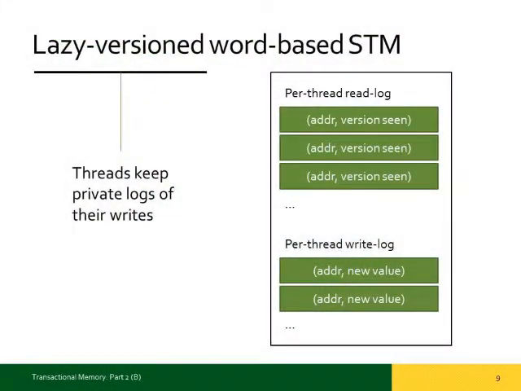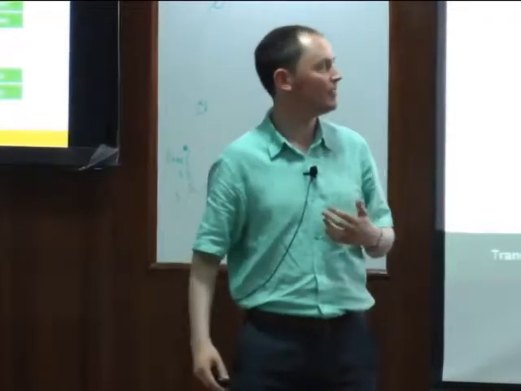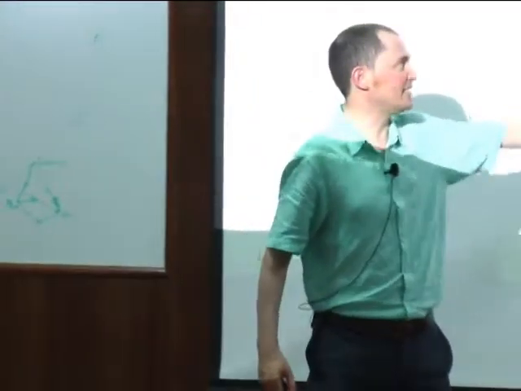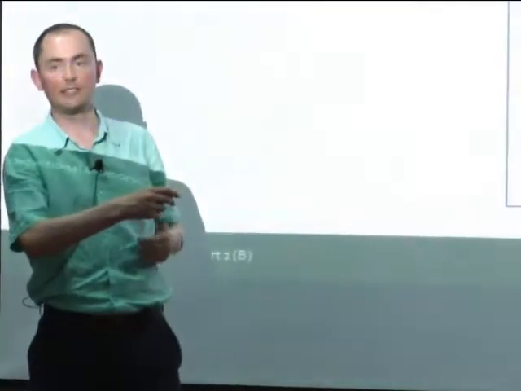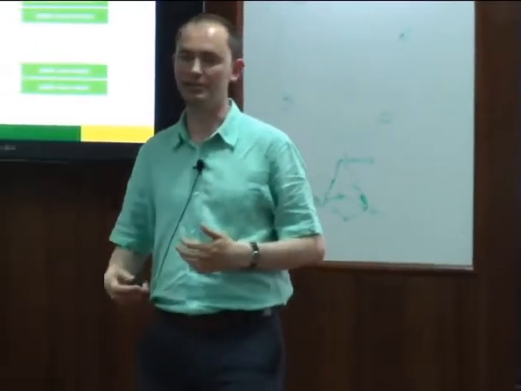Now, by lazy versioned, what I mean is that threads keep a private log of all of their writes. So instead of doing the updates directly to the heap as they run, the thread will keep a log recording the values it wants to store, and then once it's validated successfully at the end of the transaction, it'll write all those values back to the heap if there's been no conflict. So each thread's data structures for the STM look a bit like this. We've got a per-thread read log that tracks the addresses that the thread has read from and the version numbers that we saw in those ORECs from those locations. And we have a per-thread write log that tracks the addresses we've written to and the values that we're wanting to store there.